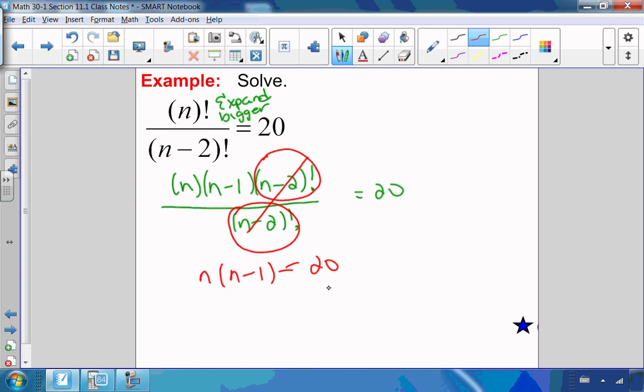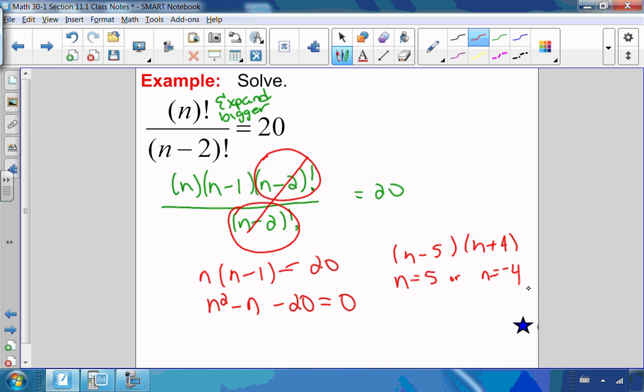Because it's an equation, I do have to apply the distributive property, and I get n squared minus n. Since it's a quadratic, I'll set it equal to 0. When I have a quadratic, I'm going to solve that by factoring, and if it can't be factored, I would go to the quadratic formula. That one can be factored, so n minus 5, n plus 4, meaning n can equal 5, or n can equal negative 4.